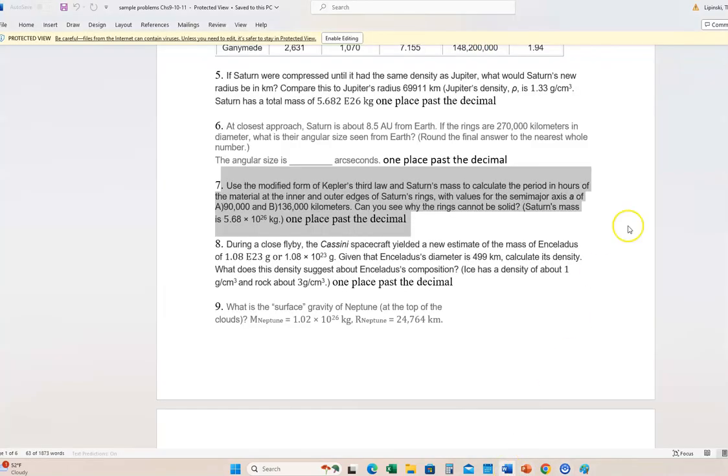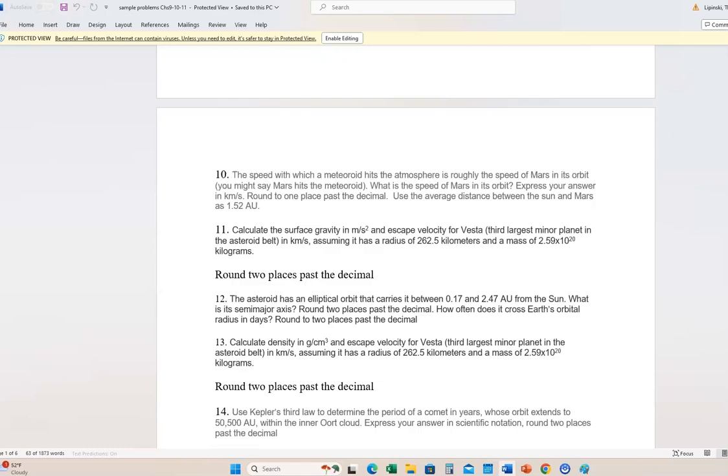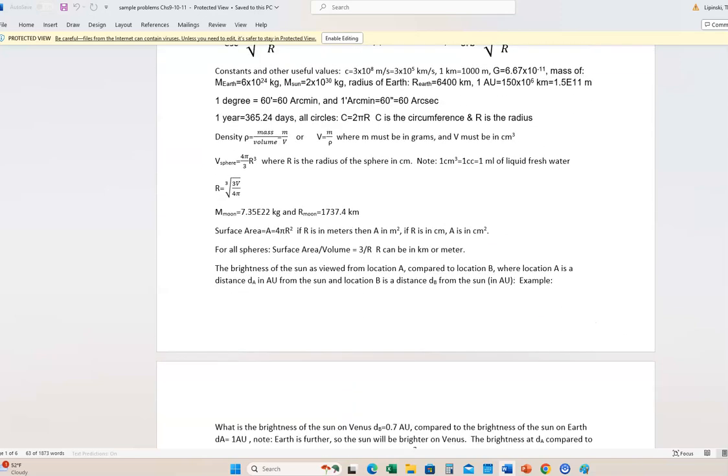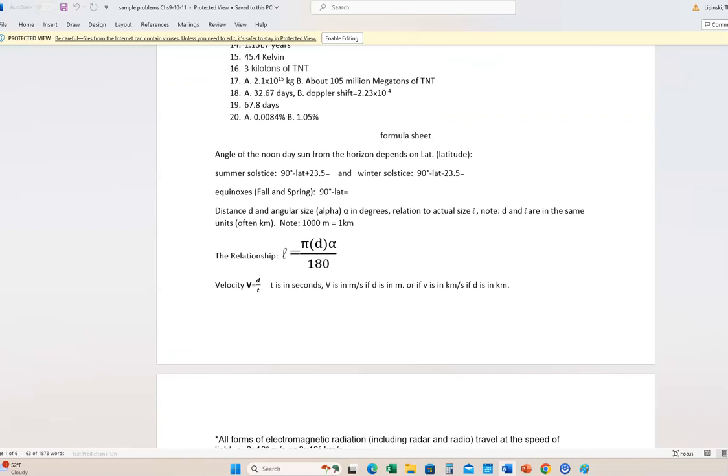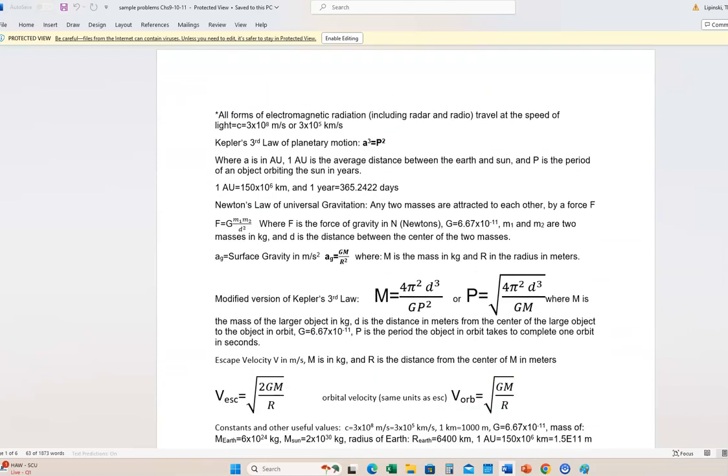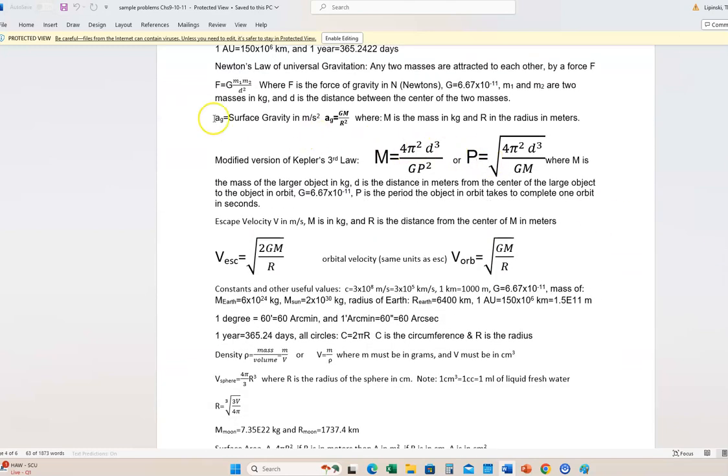So if you look on the formula sheet, there's number 7 that we're doing right now. I just copied it over there. And then if you come down here, let's see, went a little too far. If you come right here, okay, so this is the original modified version of Kepler's third law.